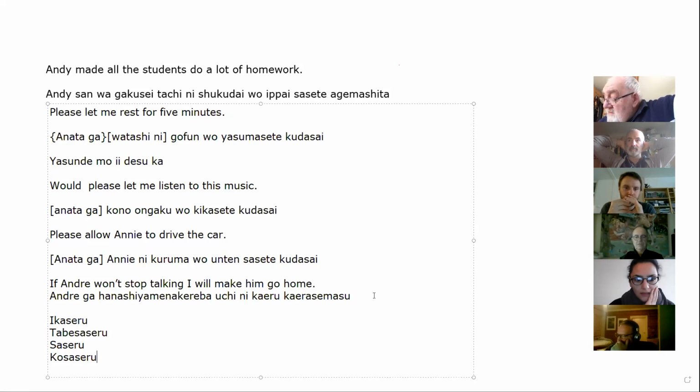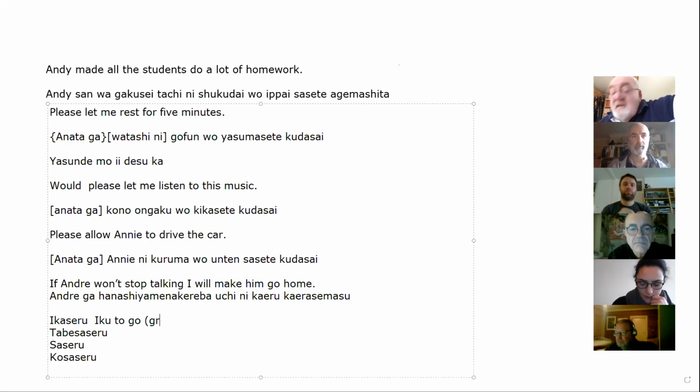Could you please tell me the meanings of these? Oh, sure. This is from iku, which is to go, a group 1 verb. And this is taberu, to eat, which is group 2.